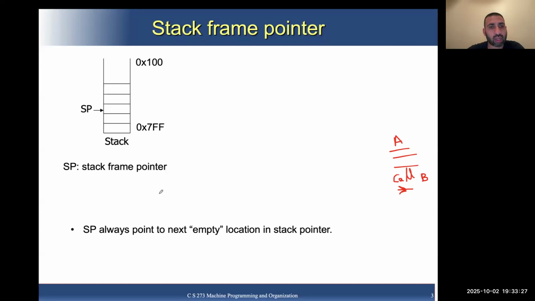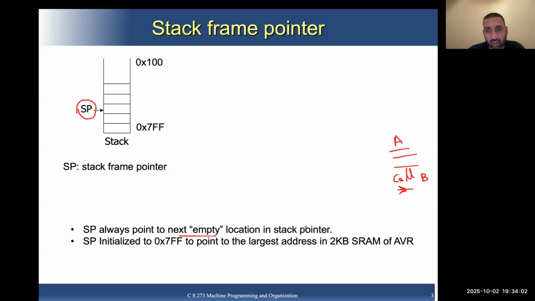Stack is a last in, first out data structure, which basically means that the last item that you place on the stack is the first item to be retrieved back. And how do we know the current position of the next empty location in the stack? For that we use a stack pointer, which always points to the next empty location in the stack.